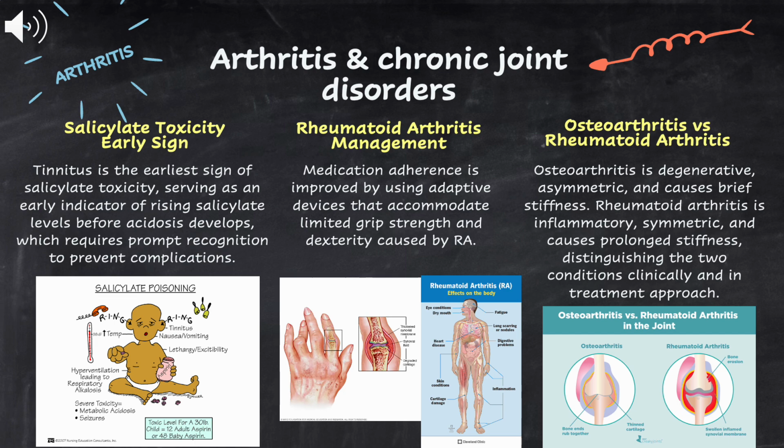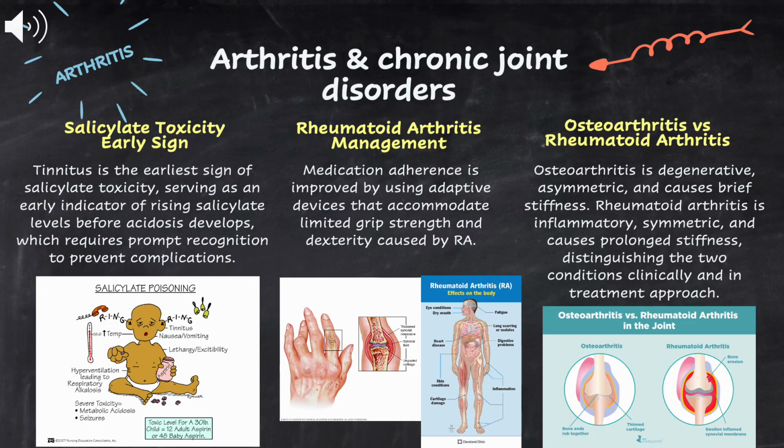Next, rheumatoid arthritis management. Rheumatoid arthritis is a chronic inflammatory autoimmune disorder that affects joints symmetrically. Because patients often experience joint deformities, reduced grip strength, and limited dexterity, medication adherence can become challenging. Using adaptive devices, such as easy open containers, improves compliance and supports independence.